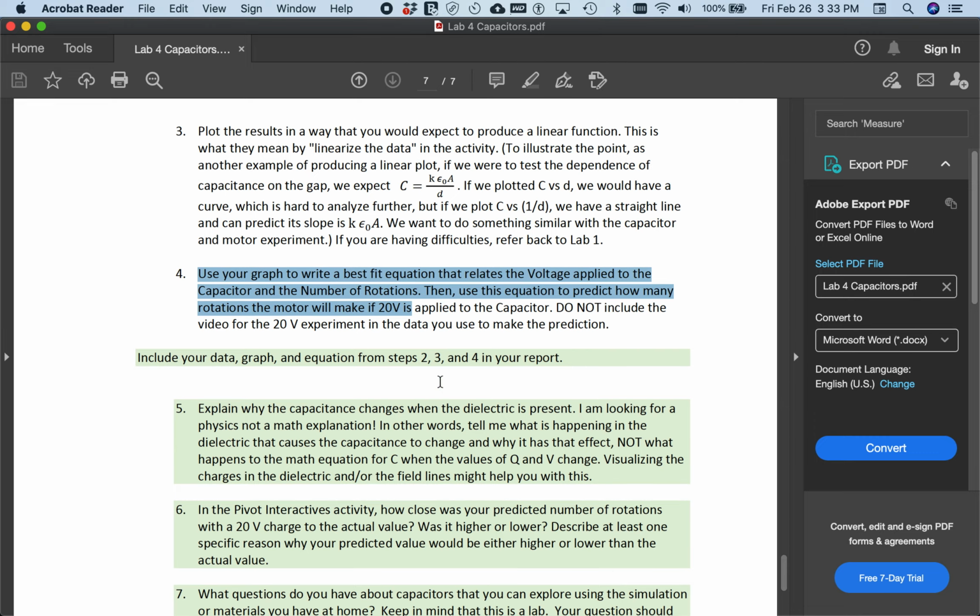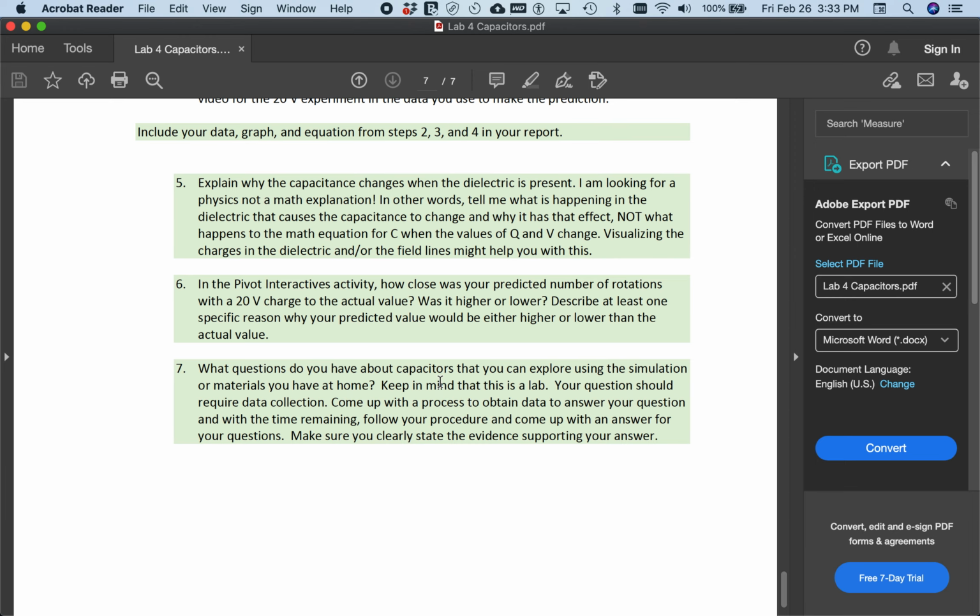So students need to linearize their data, and then from that data collect the voltage and number of revolutions for each video in the first part of the activity, and then these questions are just based on that.